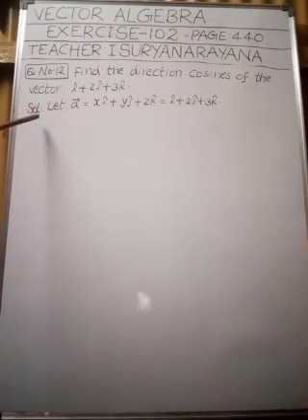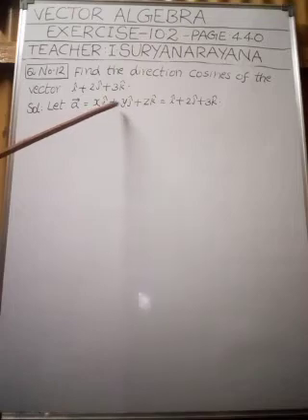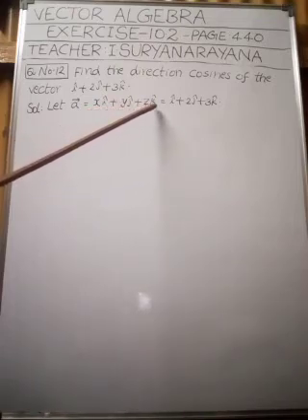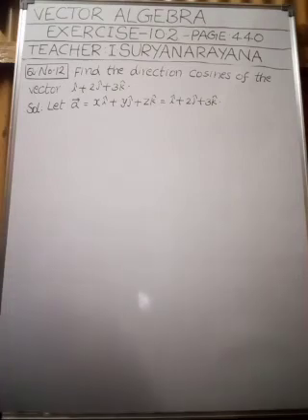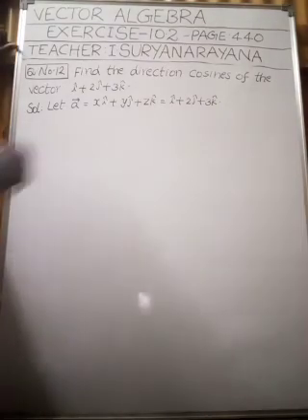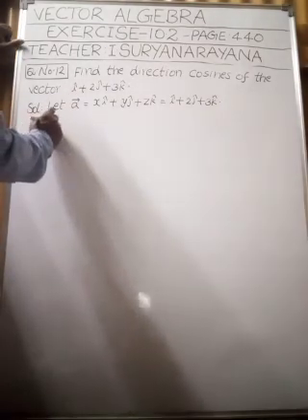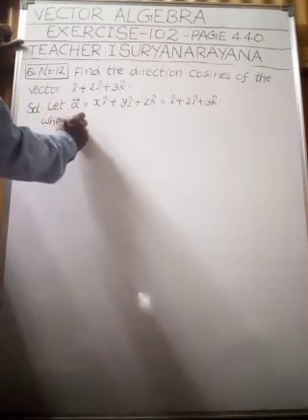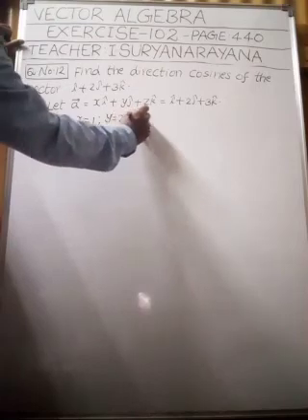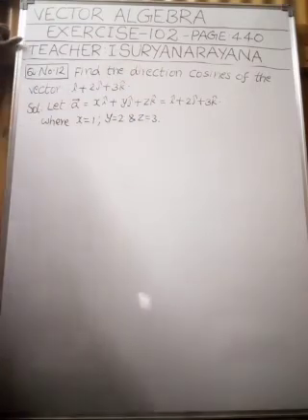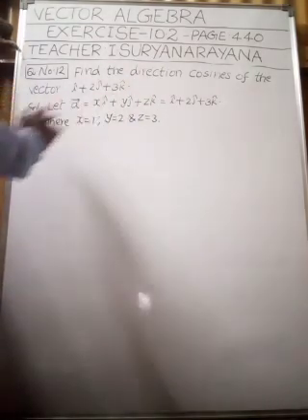Right. Come to the solution part. Let us assume that a bar is equal to x i cap plus y j cap plus z k cap. That is equal to i cap plus 2j cap plus 3k cap. Okay, my children, understood this step. So where x is equal to 1, y is equal to 2, and z is equal to 3. Okay, my children, we got x, y, and z values.